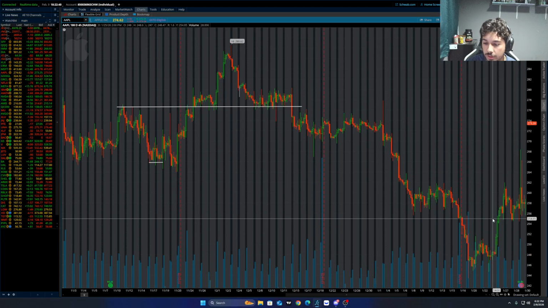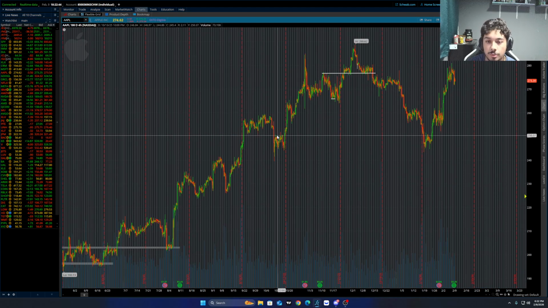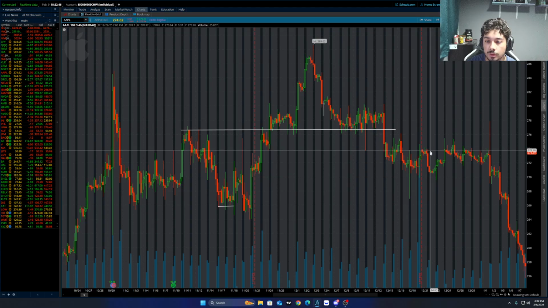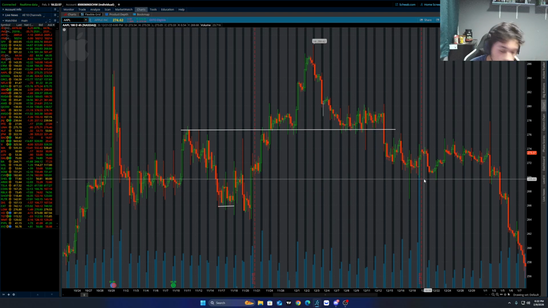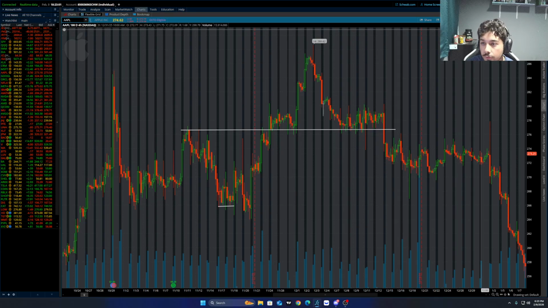The only thing for me is that when I say support and resistance, I'm mainly talking about specific levels. And when I'm talking about supply and demand, I'm looking at areas. So that's the only difference. Now let's move on to support levels, and then we'll get on to resistance levels.